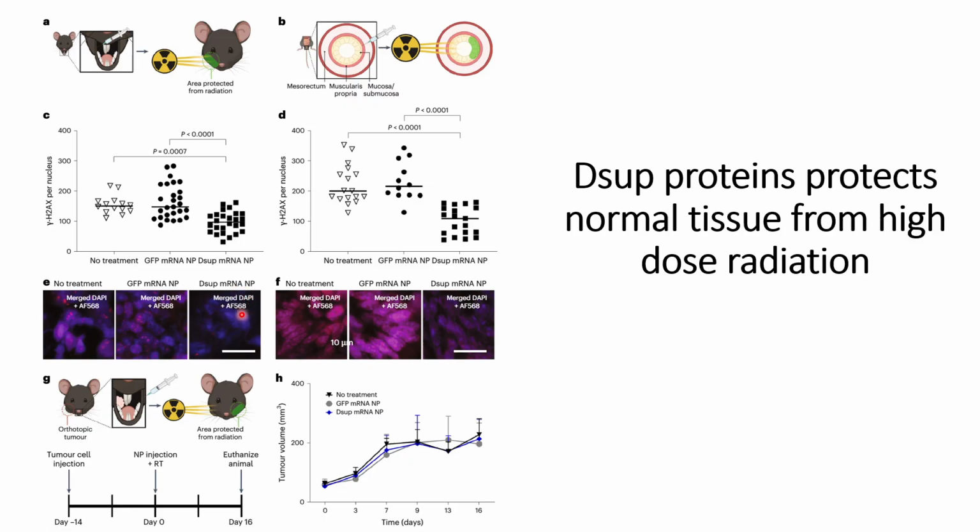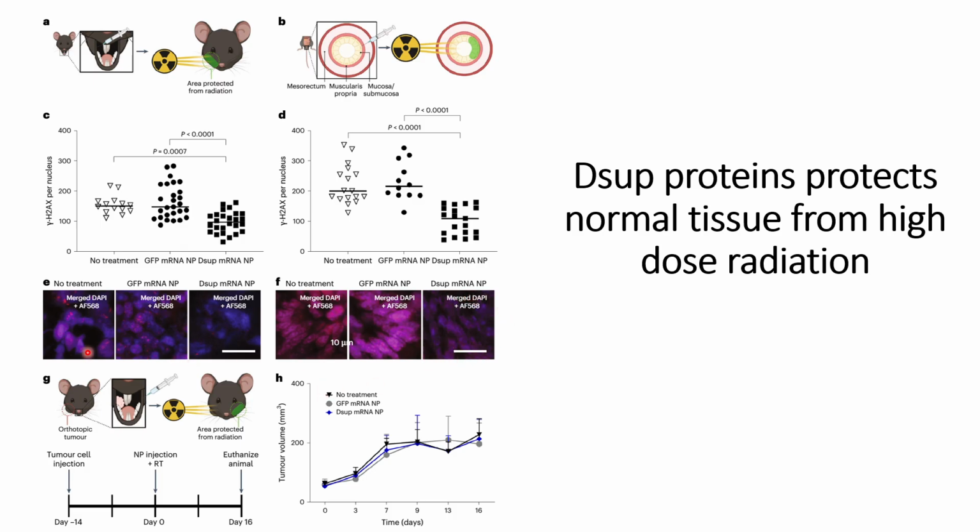And similar results they have seen for this rectal tissues immunofluorescence image also, where we can see that AF568 signals are high for no treatment and GFP mRNAs transfected regions, whereas the Dsup mRNAs transfected regions show a decrease in the AF568 signals.